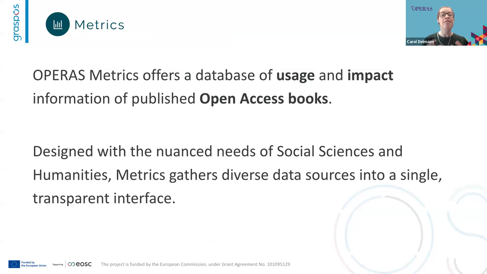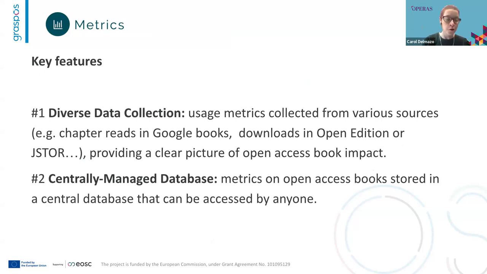And thus, there are diverse metrics and altmetrics that are gathered to have this full picture of the usage and impact of open access books. So I separated six key features to talk to you about. The first one, and very important, is the diversity in the data collection. So the metrics, altmetrics, are collected from various sources. You can know the number of reads in Google Books, downloads in different platforms. You have altmetrics from social media. So you can have a clear picture of this impact.